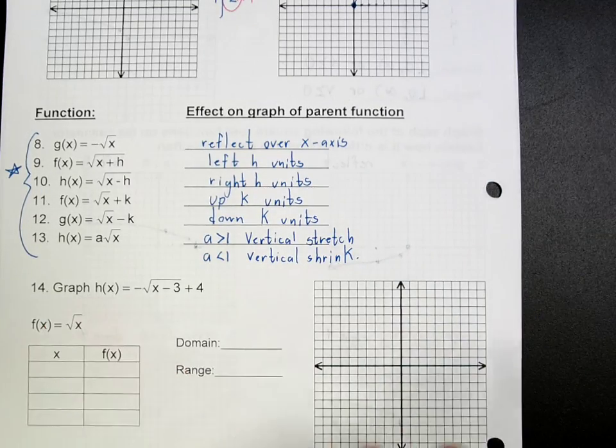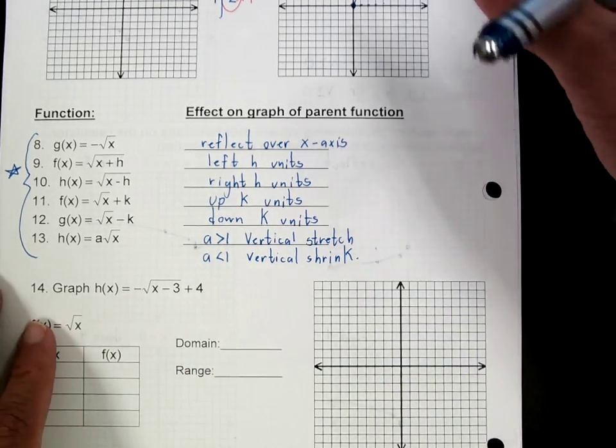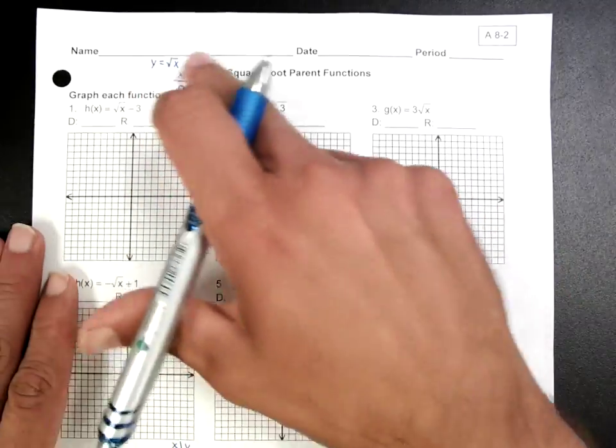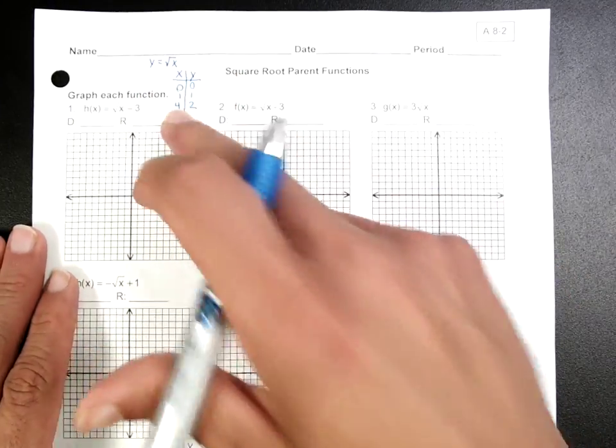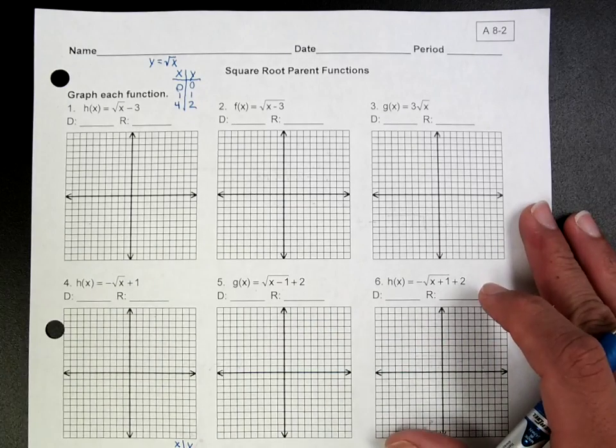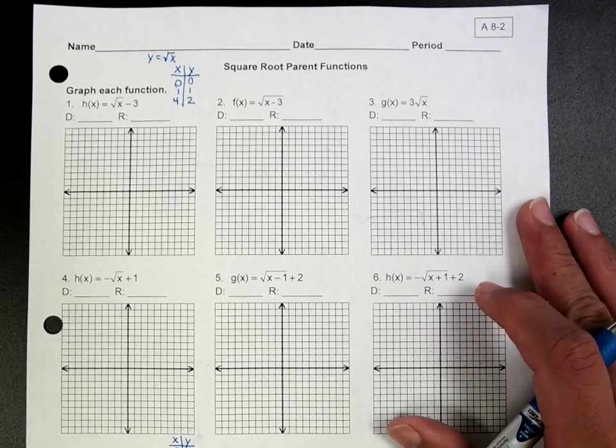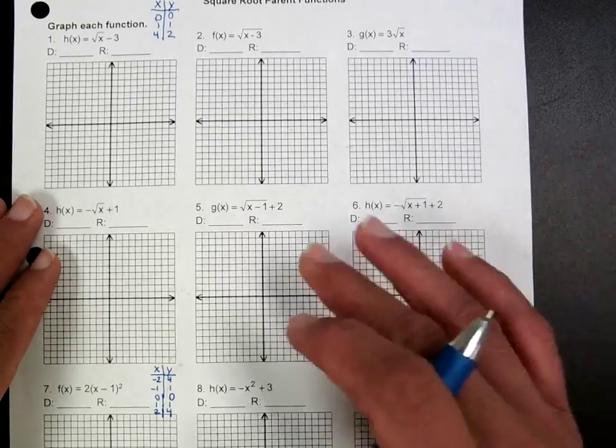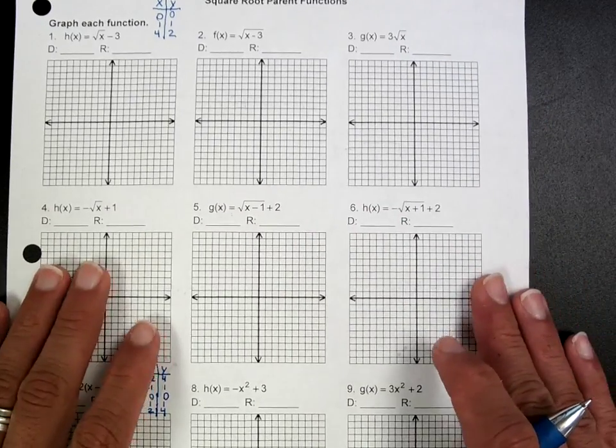Okay, now let me do just a couple of your homework problems instead of finishing this note. If you go to your homework, notice that at first I wrote the key points for y equals the square root of x. Let's look at one that may look a little difficult, like number 5. Actually, let's do number 6.